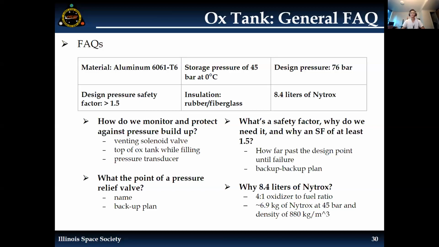Okay. Next slide. Yeah, I think we're all good. Could you re-explain the safety factor? Okay, yeah. Oh, never mind. I think Justin has it. Okay, cool. Thank you. Yeah, Justin's answer is perfect. Okay, yeah. I think we can move on to the next slide.